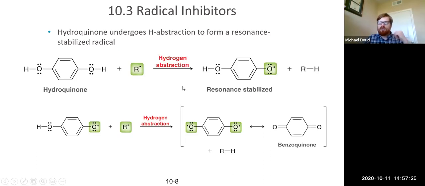Now, what if we did the hydrogen abstraction on the other side? That would give us another radical electron on the other side. Now, these two radical electrons are both in resonance such that they can form this extremely stable product, the benzoquinone. So real quick, let's just draw that mechanism here for benzoquinone.